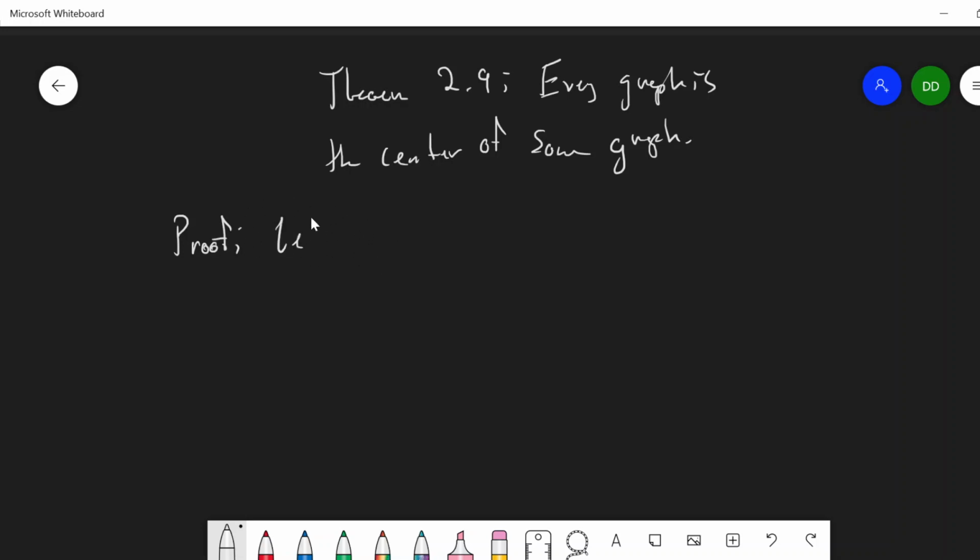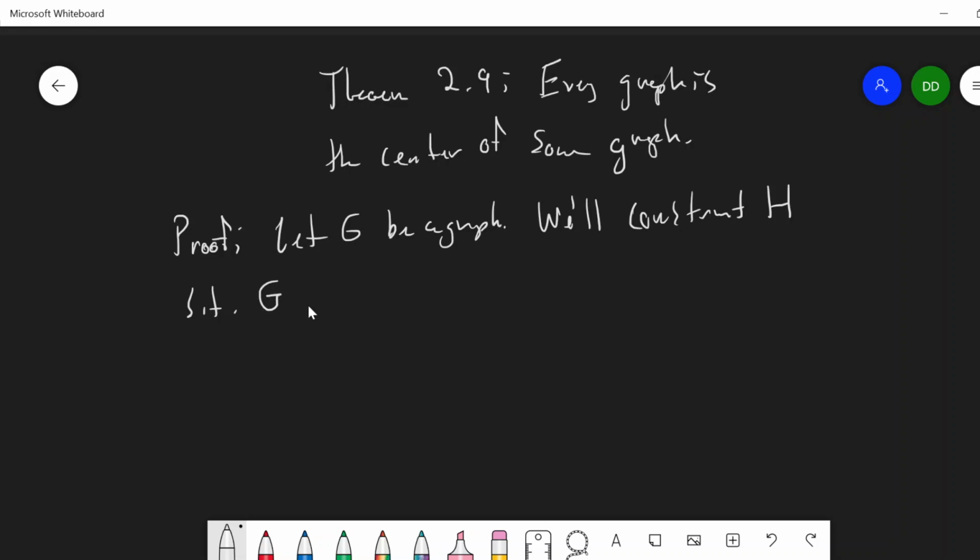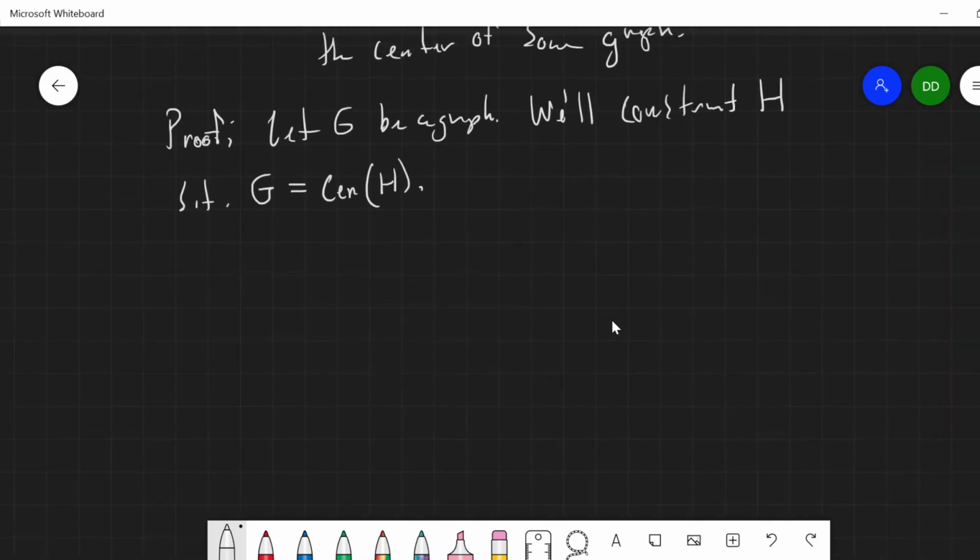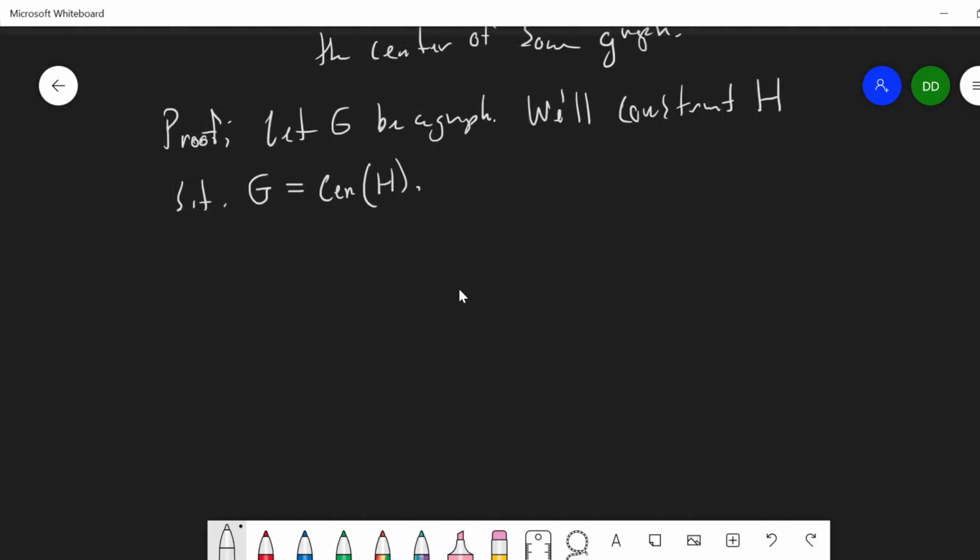So proof, let G be a graph. And we'll construct a graph H such that G is equal to the center of H. So, okay, how do we do this? I'm not going to write down all the things. You can read this. I'll just draw it here.